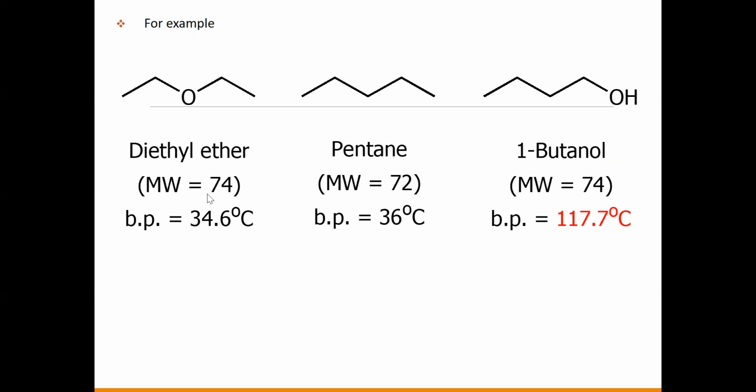So for instance, the molecular weight of diethyl ether is 74, and let's compare that to 1-butanol. You can see that diethyl ether, CH3CH2OCH2CH3, and 1-butanol are constitutional isomers. They have comparable molecular weight, actually the same. And you see that the boiling point of butanol here is 117, which is very high, and diethyl ether would have 34.6.